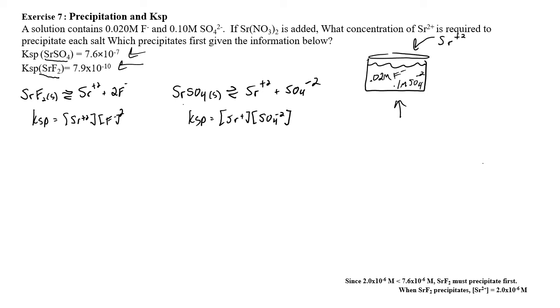So let's start with the strontium fluoride. The KSP from above is 7.9 times 10 to the negative 10th. Remember, we're looking for the strontium concentration that gets us to that saturation point, right? Gets us to the equilibrium between the solid forming and the aqueous ions being produced. And the fluoride concentration was what? 0.02.